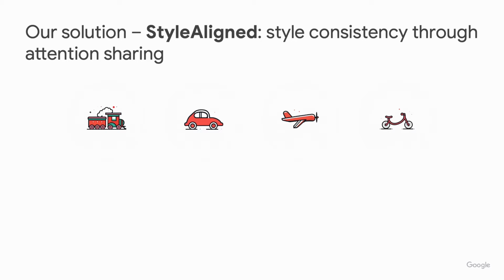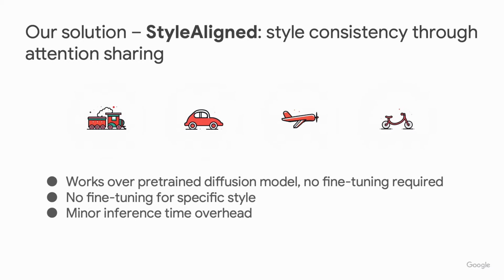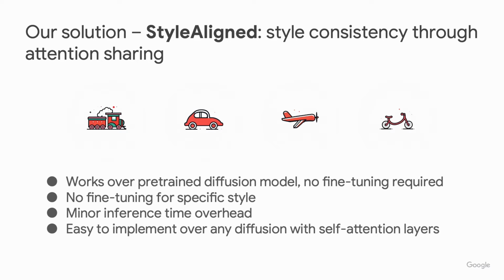Our solution has multiple advantages. It works with any diffusion model that has self-attention layers. No fine-tuning is required, neither for consistent style generation nor for style transfer. The inference overhead is relatively low and consists of doubling the self-attention computation. The method is easy to implement and we provide the code for the diffusers library. Let us dig deeper into the method details.